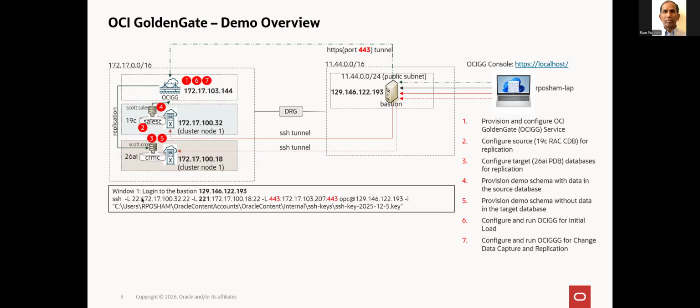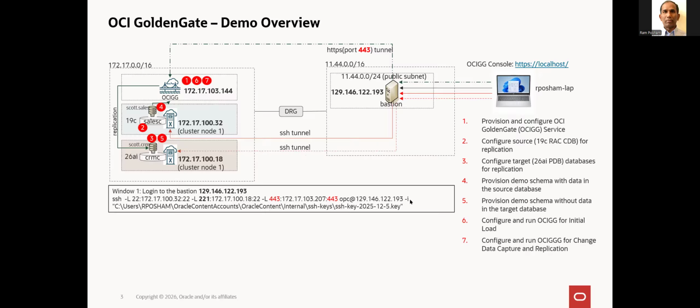So here you can see I'm SSHing to this one. Same thing for this one, I'm also creating a tunnel. The local port is 22, the target port is this, and so on. So there's a tunnel for this, a tunnel for this, and I'm also doing a tunnel for the GoldenGate service, mapping this local port 443 to the 443 of this one. And obviously on this VCN, you need to open those ports. It's assumed that you already took care of that.